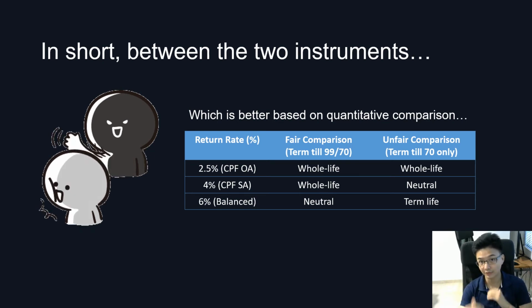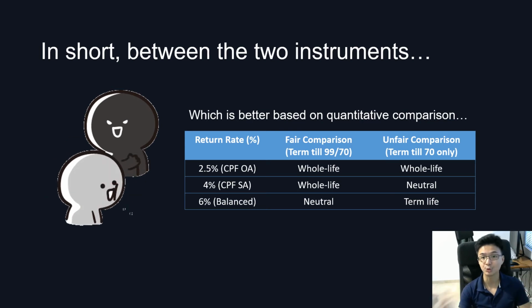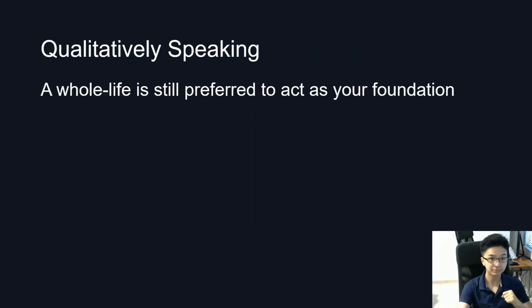So just stick to 2.5% and 4% return for a more fair comparison between the use of these two instruments themselves.